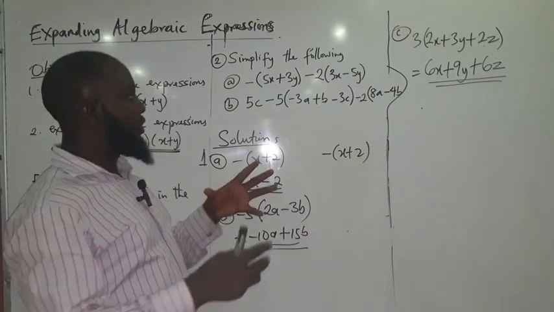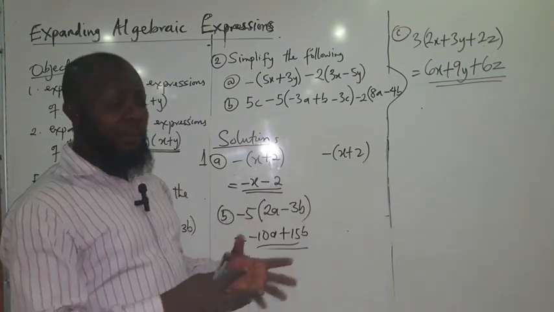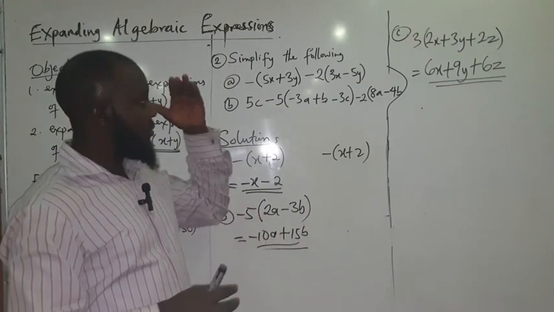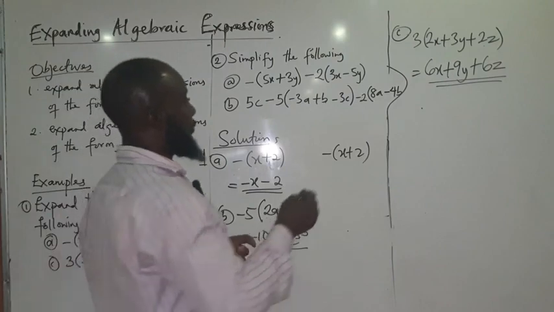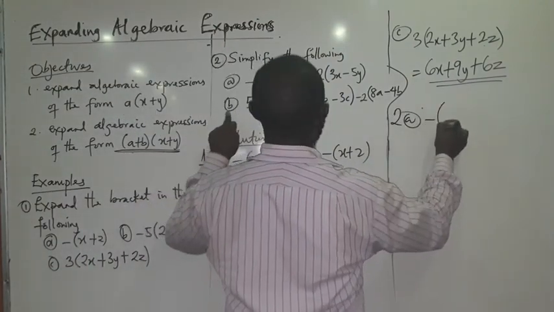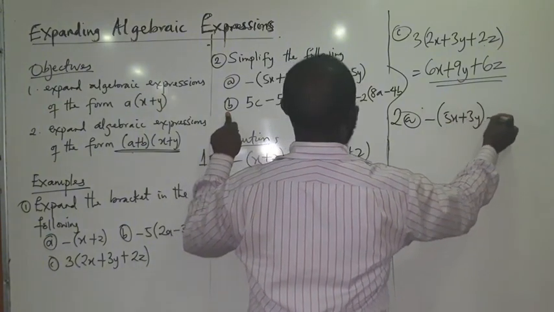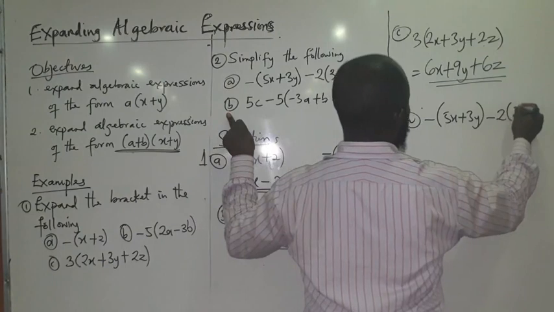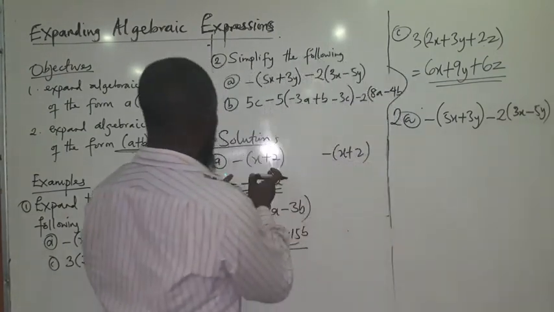Simplification means that you reduce everything, collect the ones that are common, bring them together, add them together, then reduce it to its lowest step. That's simplification. So what we're going to do now for 2a: we have minus in bracket 5x plus 3y minus 2 into 3x minus 5y. It's like having two of these together.